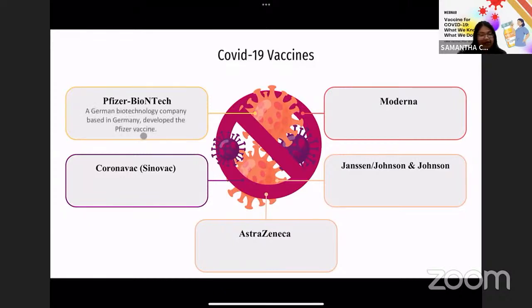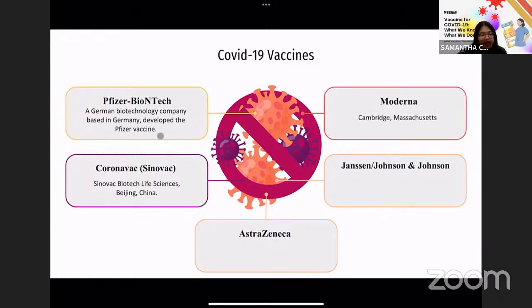First, we have Pfizer, which is from an American corporation called Pfizer in New York, and BioNTech is a German biotechnology company based in Germany. They developed the Pfizer vaccine. Second, we have CoronaVac, or called Sinovac. It's actually from Sinovac Biotech Life Sciences in Beijing, China, which is common for researching, developing, manufacturing, and commercializing vaccines.